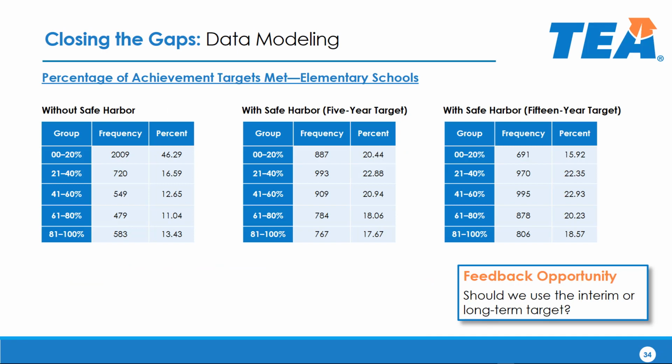So here's a frequency distribution showing how elementary campuses perform with and without safe harbor rules. Notice that without safe harbor, that's the frequency distribution on the far left, only 13.43% of elementary schools met between 81 and 100% of their achievement targets. With safe harbor using the 5-year target, that number increases to 17.67%. And with safe harbor using the 15-year target, it improves to 18.57%. So this shows the effect of safe harbor for elementary schools.